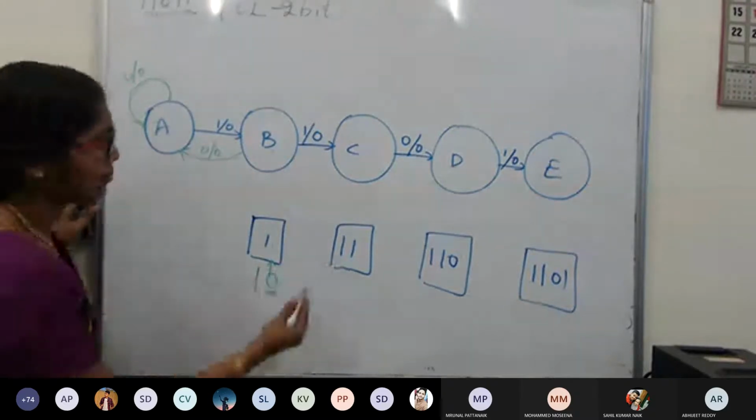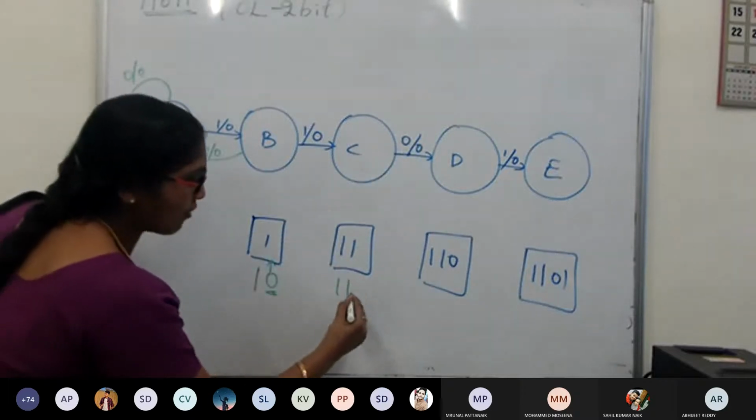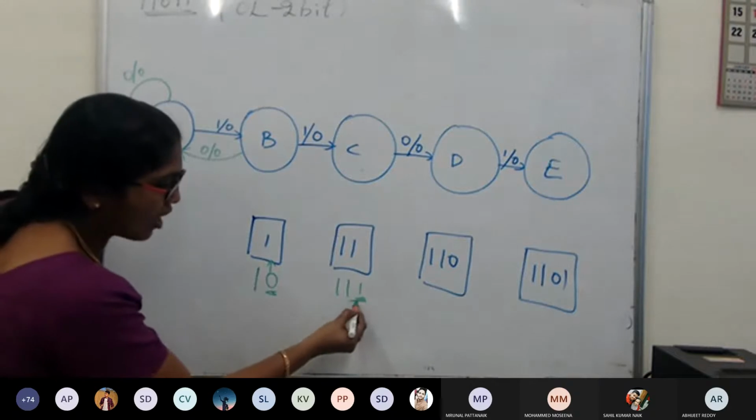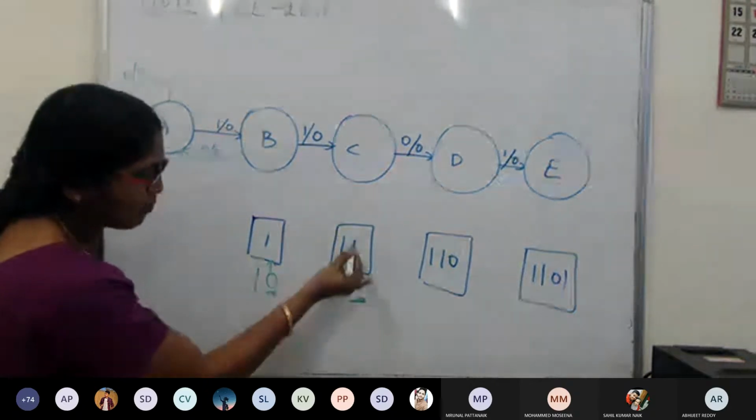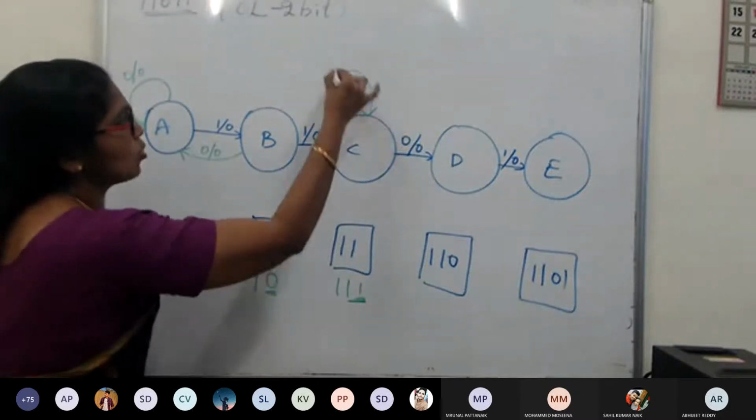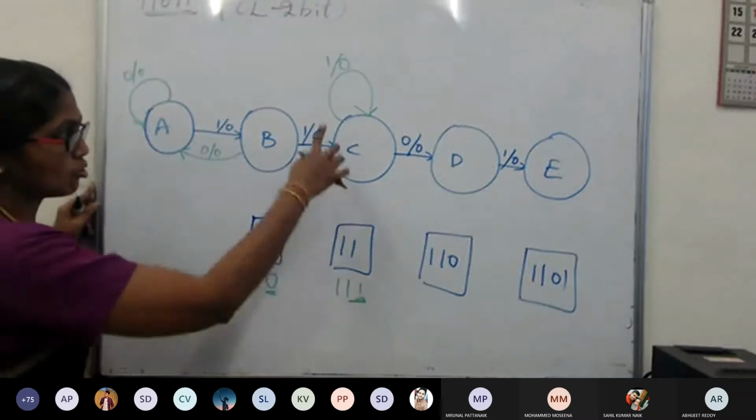Now here, C has a forward path if 0 is there. If an extra 1 comes, what will happen? Compare this extra 1 along with the previous one. It is a match. So C stays in its own state with output 0. This is the extra limit.